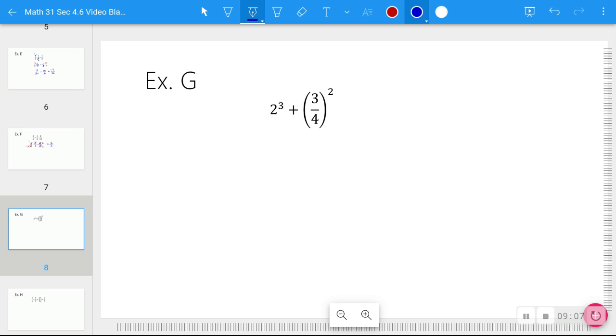Next, we've got exponents mixed with an addition, and the exponents have to be done first. So let's see, 2 times 2 times 2 would be 8. And then down here you got 3/4 times 3/4, which is 9/16.